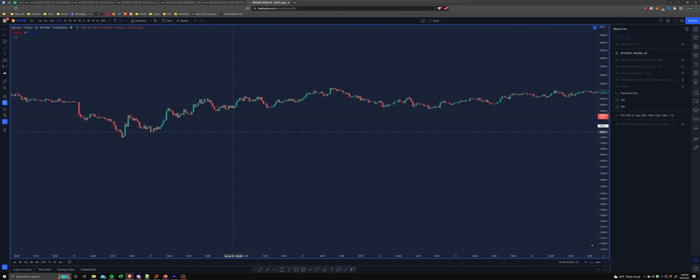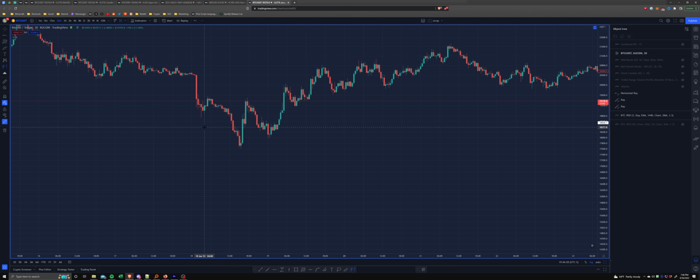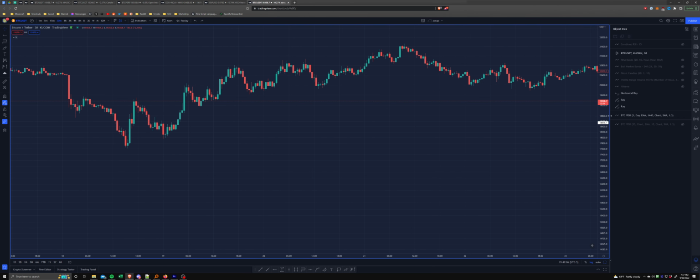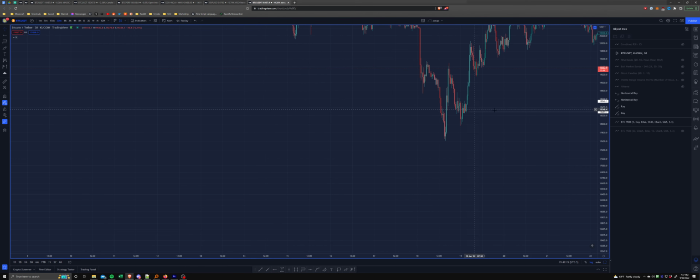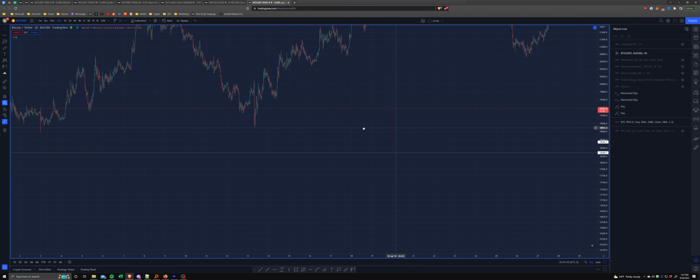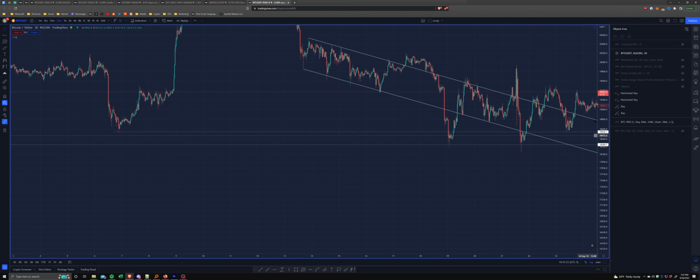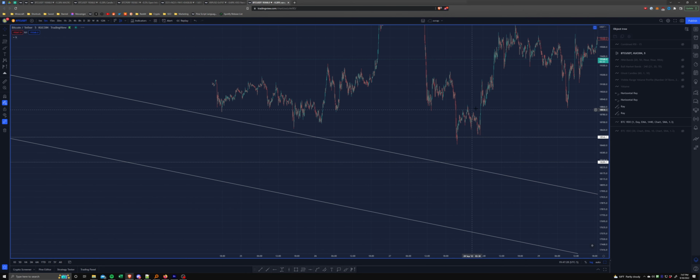So if we come in here and do the fixed volume range right here, let's go from here to here. You can see we get a nice POC right here, point of control. So if we take a line, put that right there, and come back forward, you can see that price hit that perfectly. Nice little wick down. Let's go back to a 5-minute time frame.